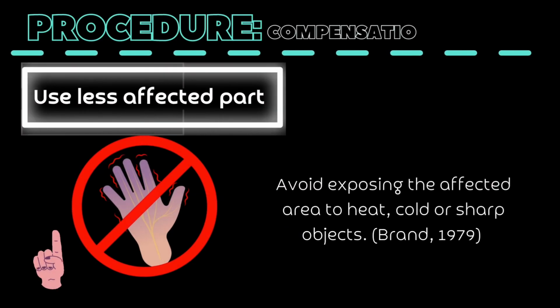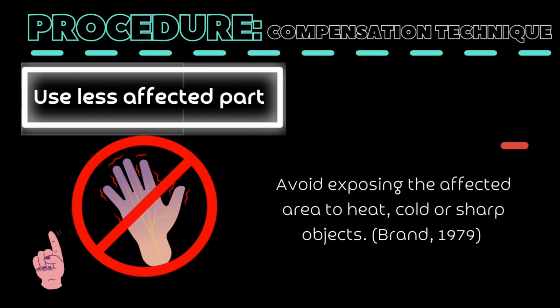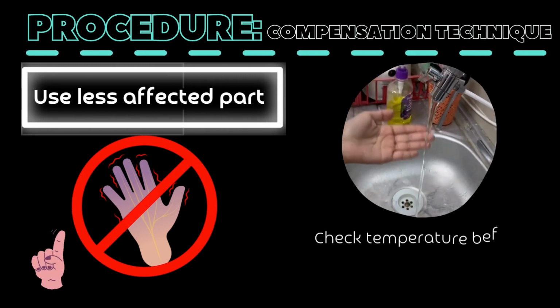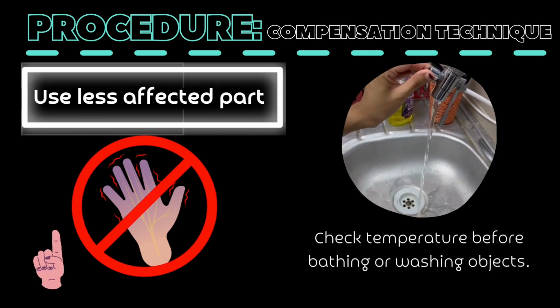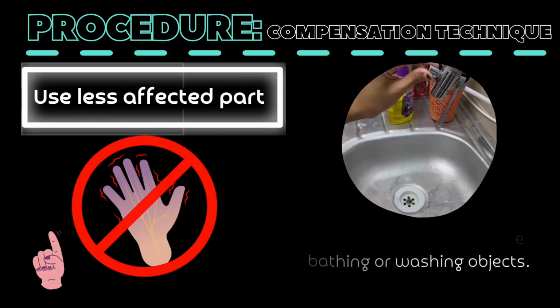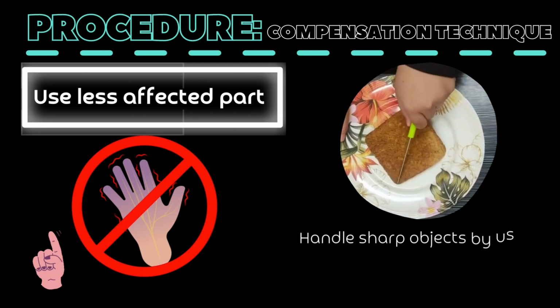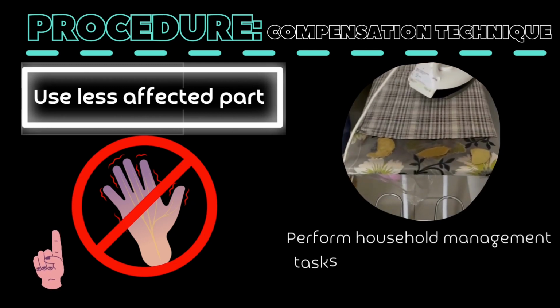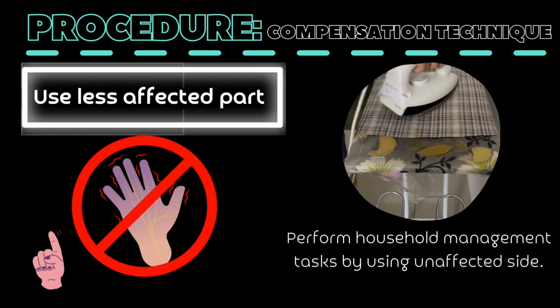By using compensation techniques, patients can use their less affected part. According to Brand in 1979, it can help to avoid exposing the affected area to heat, cold or sharp objects. Patients may use their unaffected side to check the temperature before bathing or washing objects. They may also use their unaffected side to handle sharp objects. Lastly, they can use their unaffected side to perform household management tasks such as cooking, eating, and ironing.